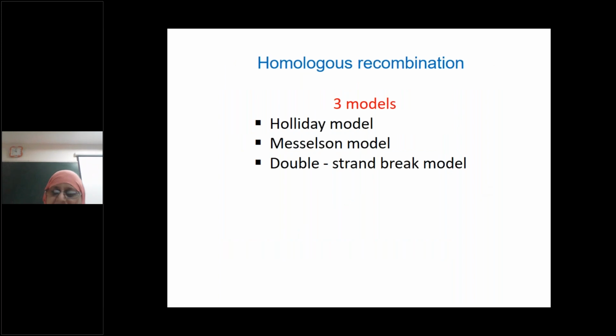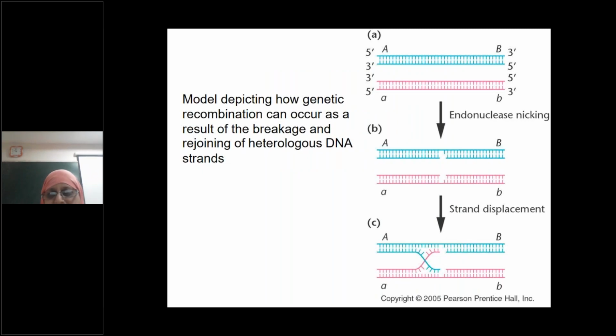For homologous recombination, there are three models: the Holliday model, the Meselson model, and the double-stranded break model. But we will be talking mainly about the Holliday model because it is the most common model being utilized. Here you can see a model that depicts genetic recombination which can occur as a result of breakage and rejoining of the heterologous DNA strands. We are talking here about the Holliday model, and you can see these are the two pairs of strands of DNA over here.